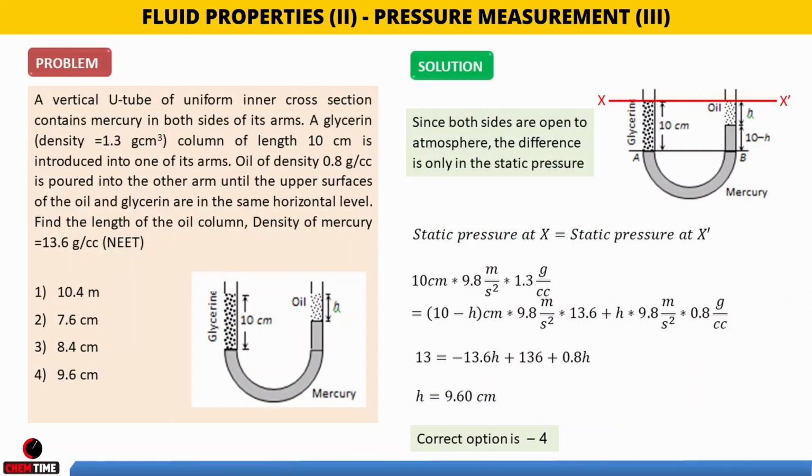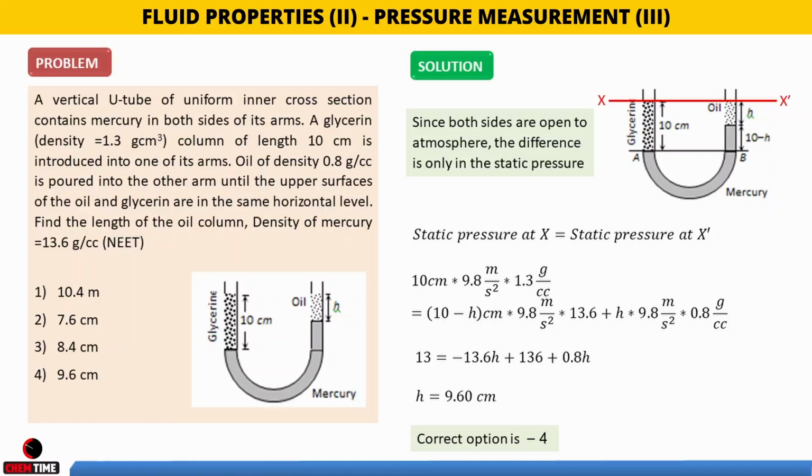Coming to the NEET problem: a vertical U-tube of uniform inner cross section contains mercury in both sides of its arms. A glycerin column, whose density is 1.3 grams per cc, of length 10 centimeters is introduced into one of its arms. Oil of density 0.8 grams per cc is poured into the other arm until the upper surface of the oil and glycerin are in the same horizontal level. Find the length of the oil column. The density of mercury is given as 13.6 grams per cc.